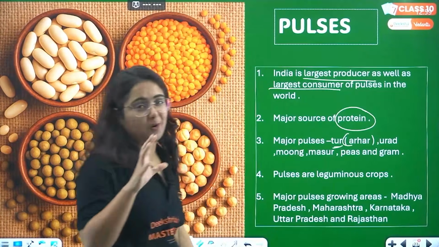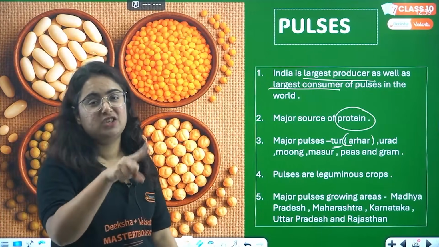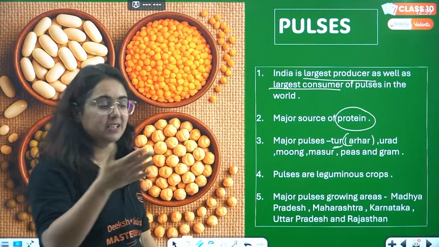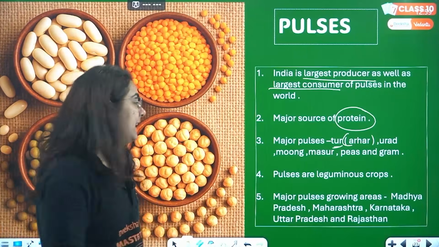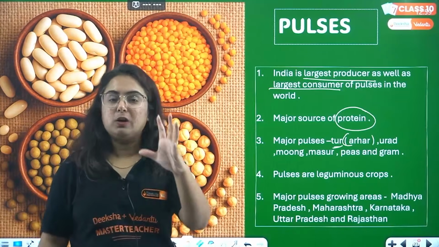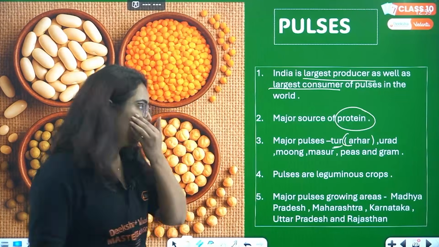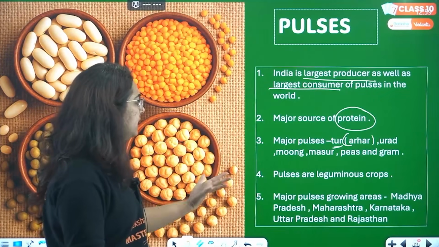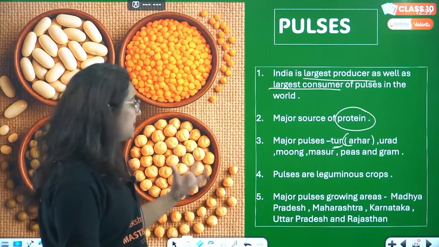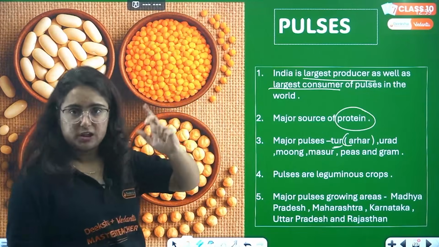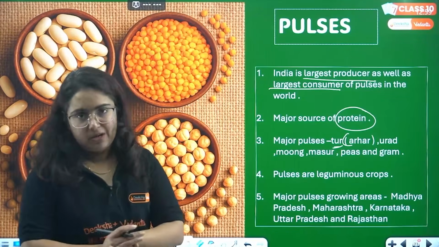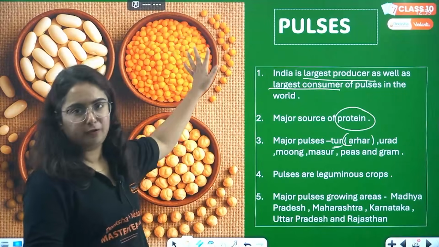But this is the big problem: to identify which dal is which. Tur dal, arhar dal, which we usually eat. Then we have urad dal, moong, masoor. Masoor is this one, orange color wala, right? Peas and gram again come in the category of pulses too.